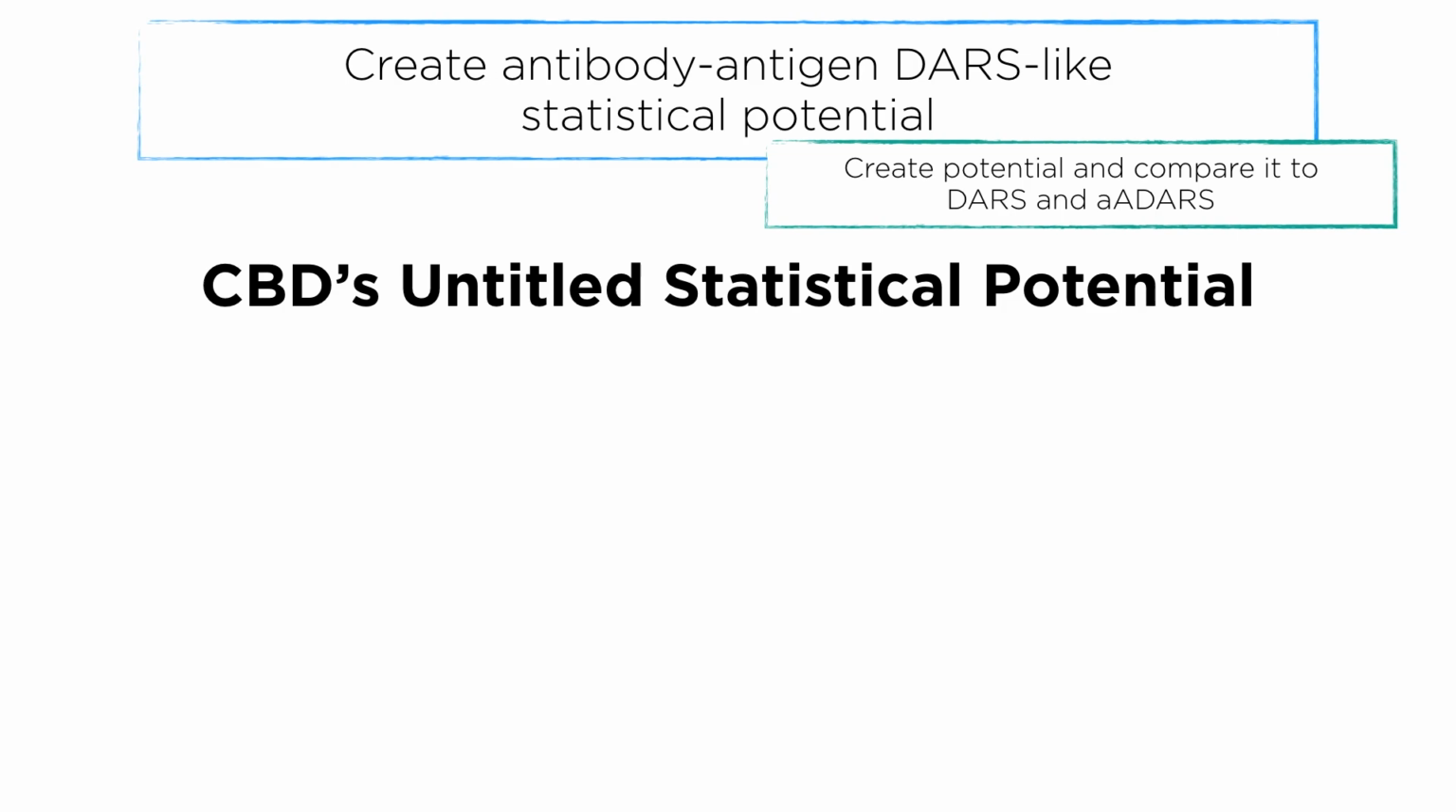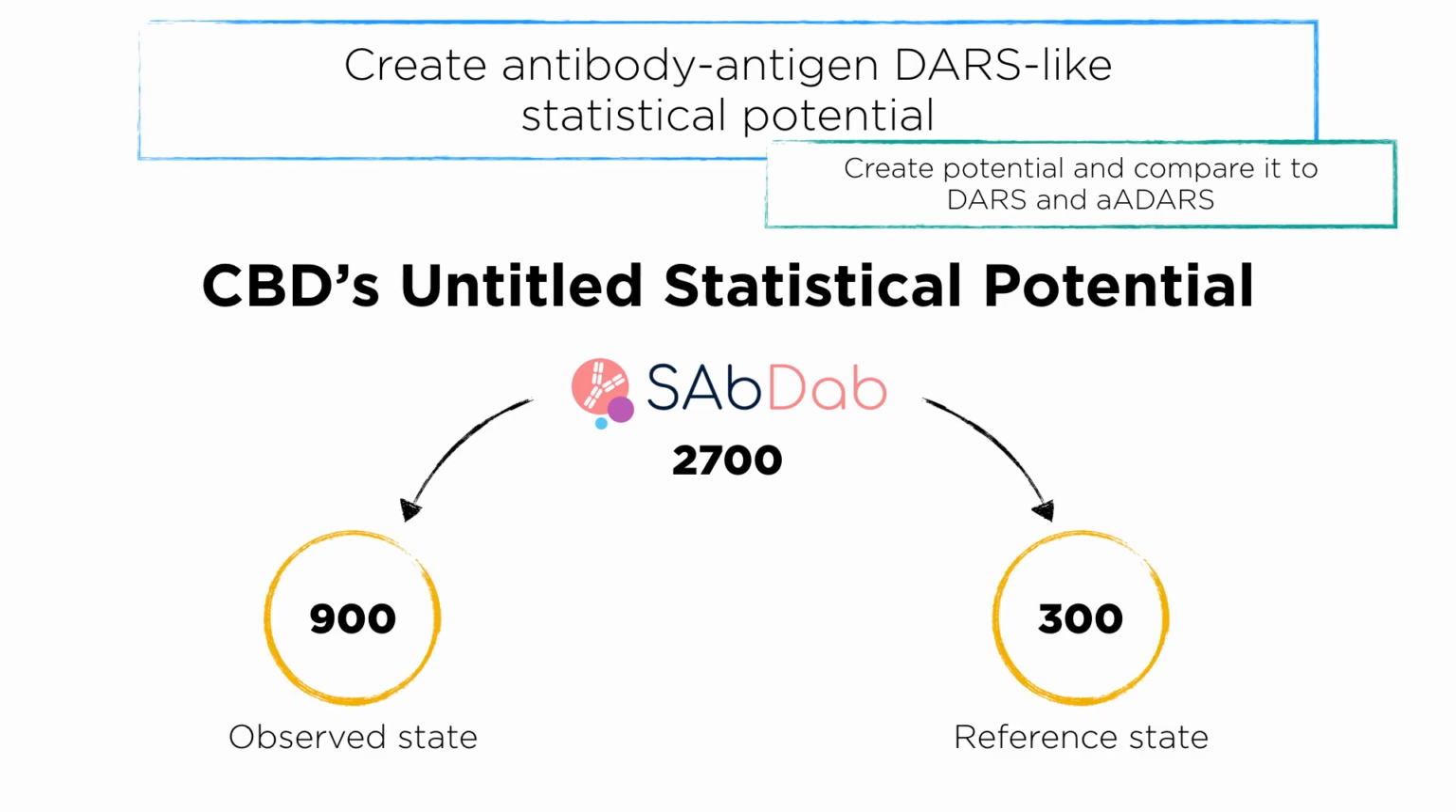So the step of creation of the statistical potential looked like this. We titled our statistical potential CBD's Untitled Statistical Potential, and as the training set, we chose the SubDap database that contains all the antibody-antigen complexes present in the PDB. In order to refine those complexes, we used techniques that we developed during the creation of the ABASE. As the result of applying them and of deduplication, we obtained 1200 structures for the training set, which we divided into an observed state part and a reference state part randomly.